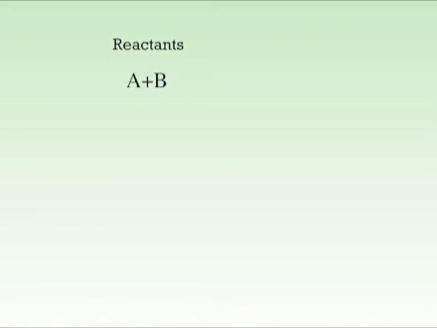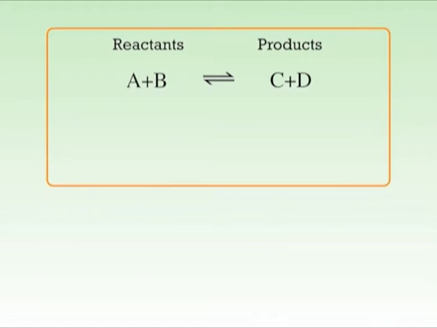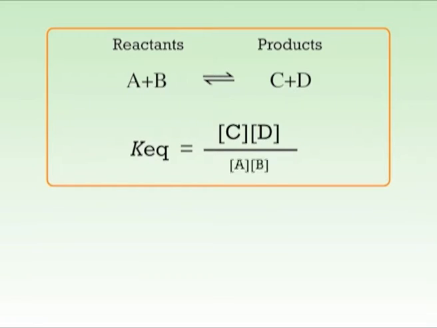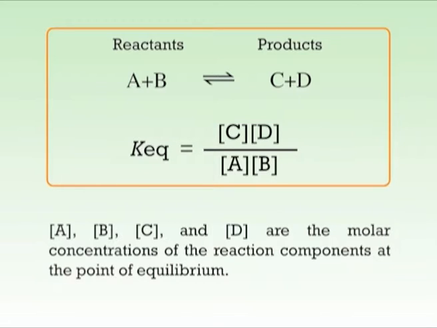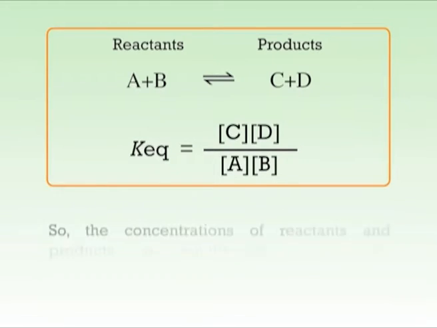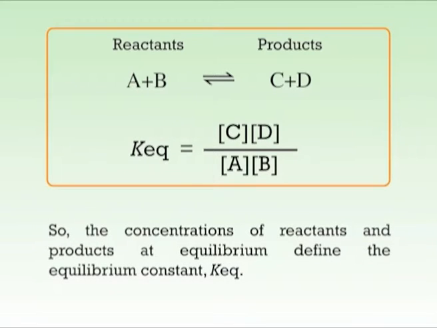Let us consider a reaction where A plus B is converted to C plus D. In this reaction, the equilibrium constant is given by K_EQ equals the concentration of C times the concentration of D divided by the concentrations of A and B, where A, B, C and D in square brackets are the molar concentrations of the reaction components at the point of equilibrium. So, the concentrations of reactants and products at equilibrium define the equilibrium constant, which is K_EQ.